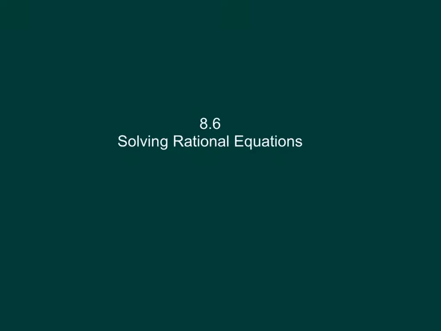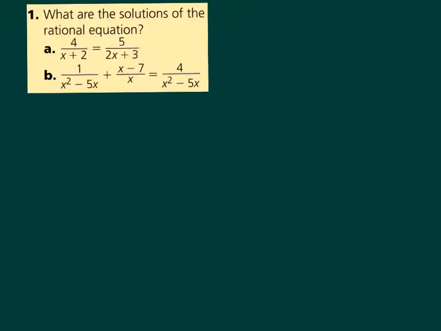When you solve a rational equation, you want to multiply the entire equation by the LCM of the denominators. When you do that, all of the denominators will go away. You will be left with an equation that is no longer a rational equation. So the way we want to solve a rational equation is by making it no longer a rational equation. Okay?